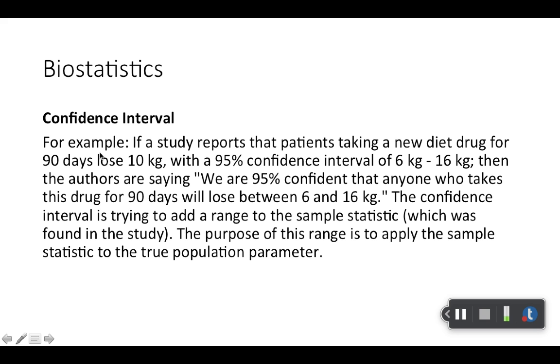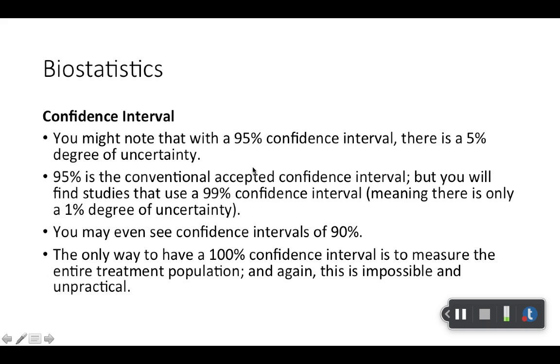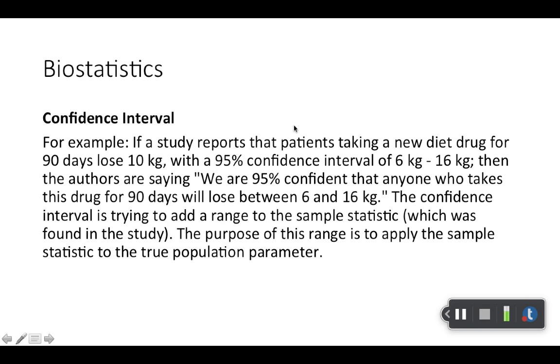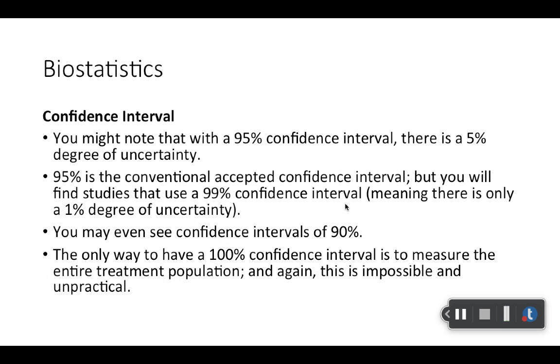So, for example, if a patient taking a new medication loses 10 kgs, with a 95% confidence interval of 6 kgs to 16 kgs, the authors are saying we are 95% confident that anyone who takes this drug for 90 days will lose between 6 and 16 kgs. The confidence interval is trying to add a range to the sample statistic, and the purpose of this range is to apply the sample statistic to the true population parameter.